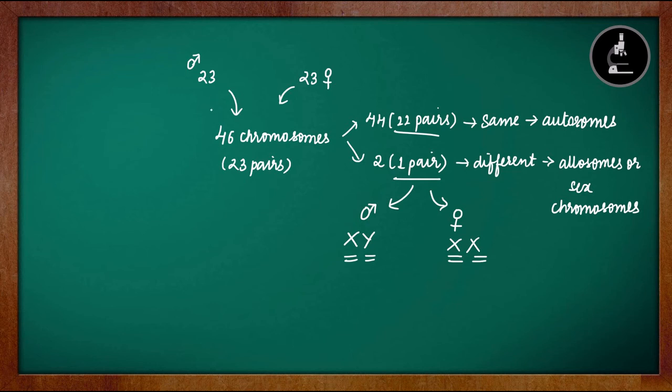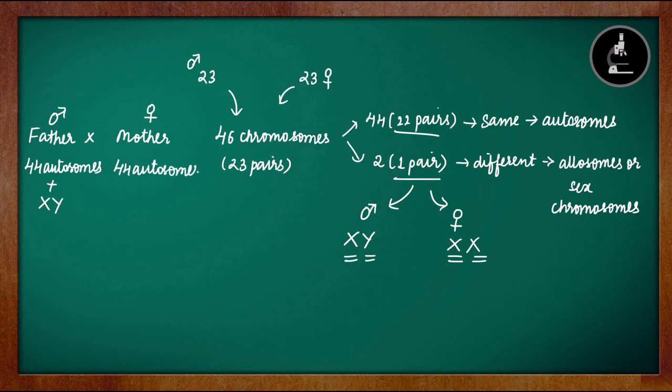So we will see the sex determination cross in human beings by taking a father and mother parent. So first we will take a father, we will cross it with a mother, which means basically a male parent is being crossed with a female parent. So as I already said, the autosomes will be the same. So 44 autosomes for father plus the sex chromosomes. What are the sex chromosomes in male? They are X and Y. For mother, 44 autosomes will be the same, just like father. The sex chromosomes will be different. They will be X and X.